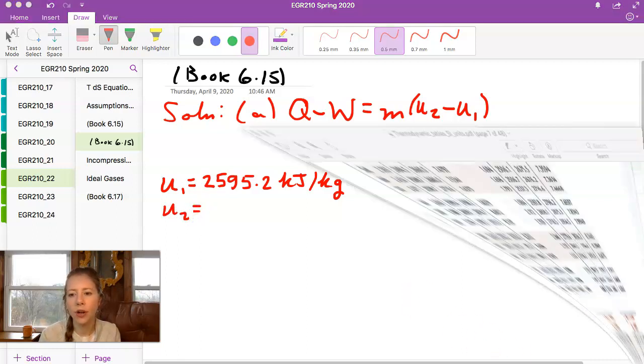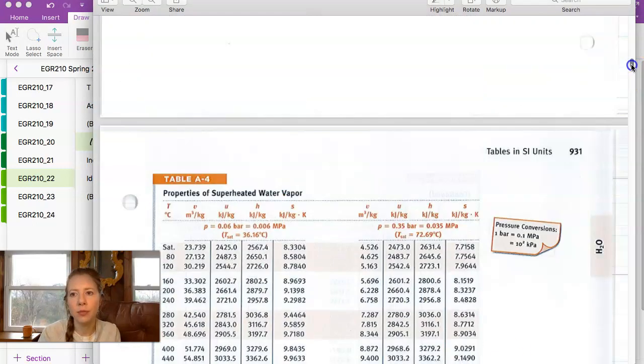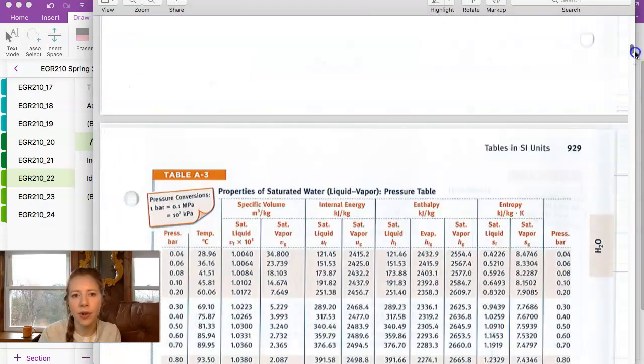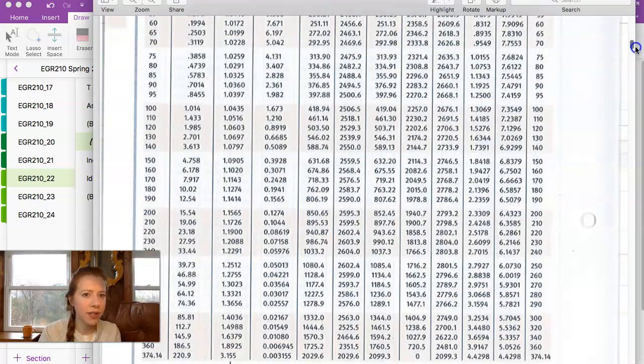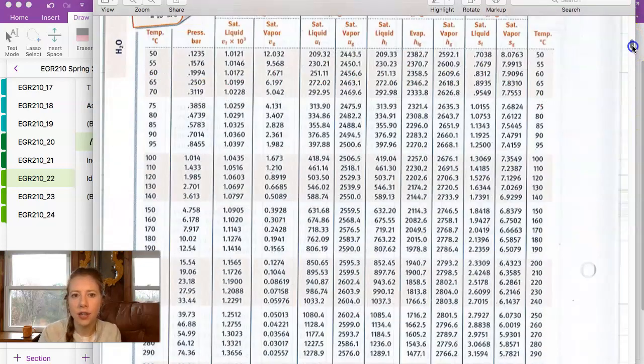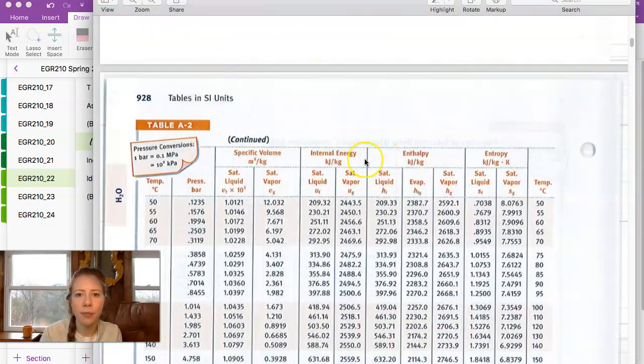So now we know we're under the vapor dome, so we're in the liquid vapor tables. And we know that the temperature is still going to be 160, so let's find 160. Just remember, for internal energy under the vapor dome, we're given saturated liquid and saturated vapor. We know that X is 0, so we are at a saturated liquid, so we'll be in this column right here. And for entropy, we'll be in this column over here.